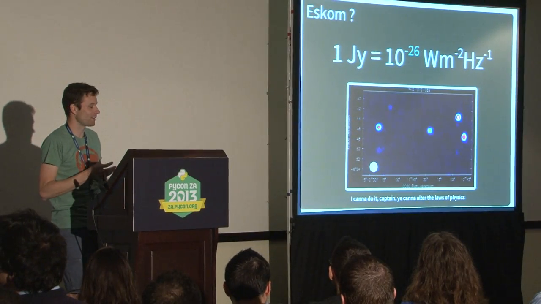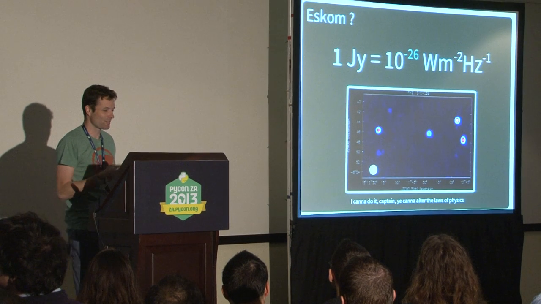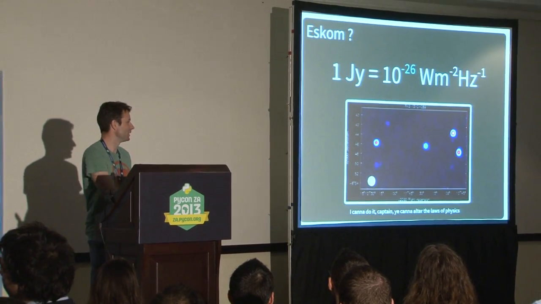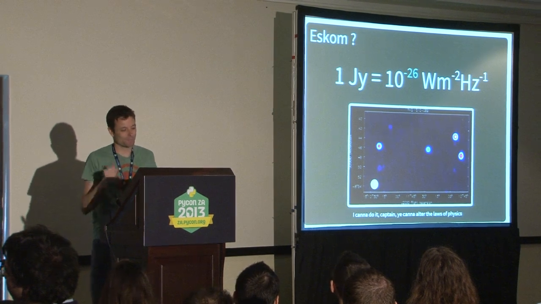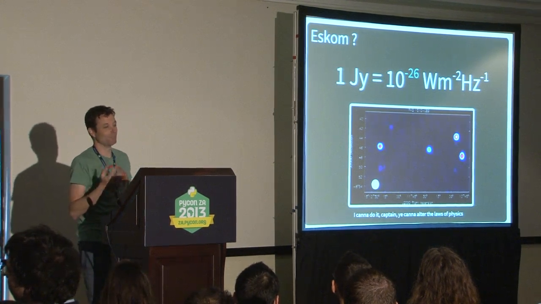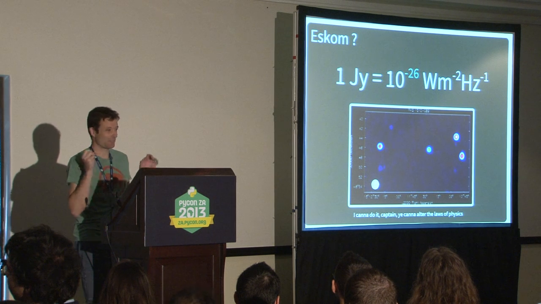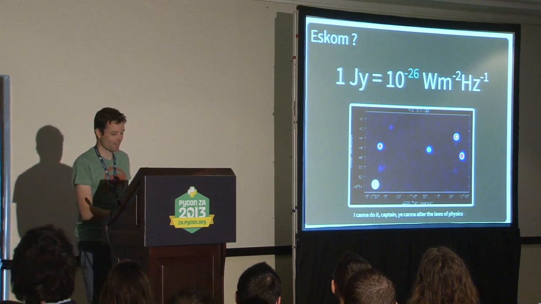And the clue with radio astronomy is to look at our units. So our unit of flux is a Jansky, which has 10 to the minus 26 watts in it, which is pretty appalling. The picture below is just some typical sources that we look at. Those are actually millijanskys, so it's like 10 to the minus 29 watts. So that's a big problem.